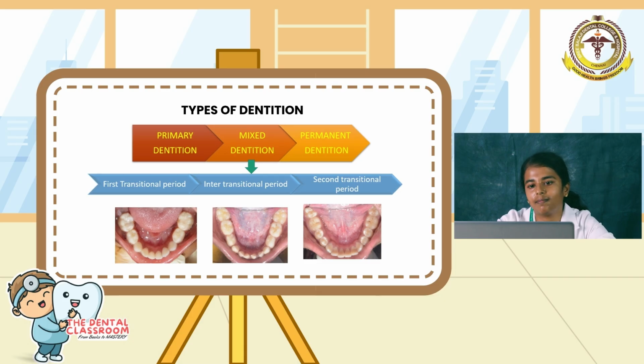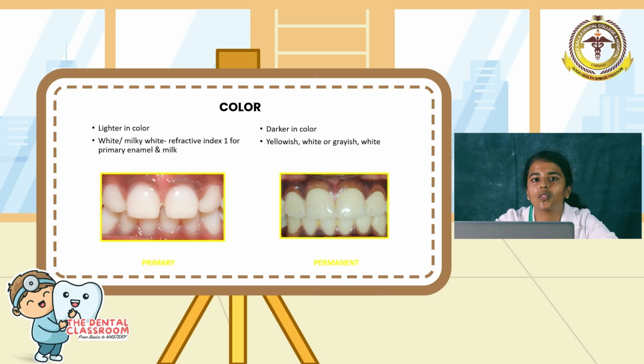in which the entire primary dentition has been replaced by the permanent dentition. The first and foremost difference we appreciate between the primary and permanent teeth, as we see with the naked eye, is the color. As I have already mentioned, primary teeth are lighter in color, mainly because the refractive index of primary enamel and milk is the same, equal to 1. The permanent dentition is darker in color compared to the primary dentition, usually yellowish white or greyish white.